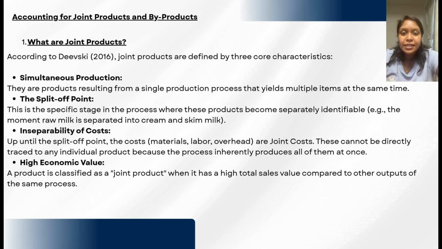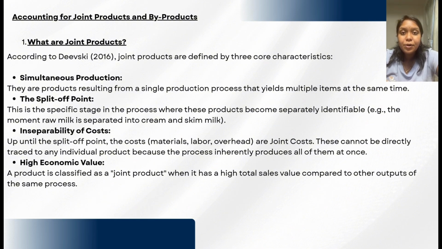The third characteristic is the inseparability of costs. Before the split off point, all costs are called joint costs, such as materials, labor, and overhead. These costs cannot be traced to a single product and must be allocated later.